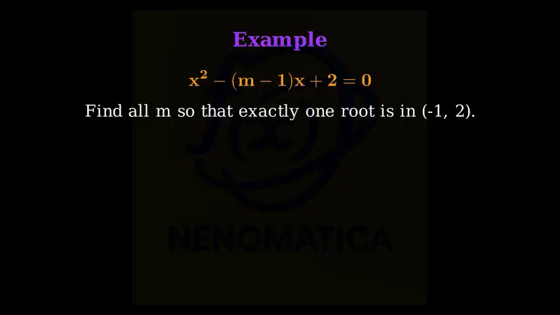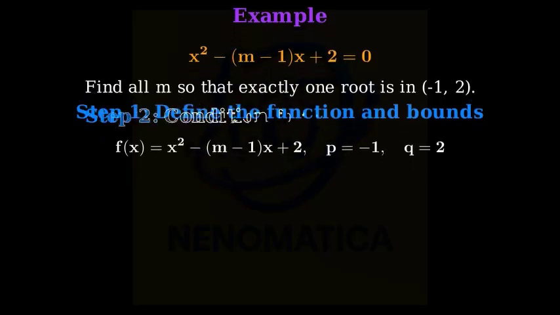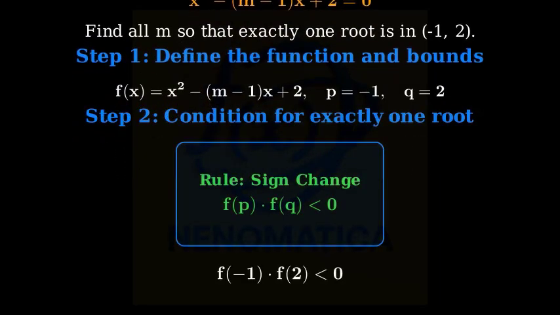Step 1. Define the function and the interval endpoints. Let f of x equal x squared minus, open parenthesis, m minus 1, close parenthesis, x plus 2. The interval endpoints are p equals -1 and q equals 2. Step 2. Use the sign change rule for exactly one real root in an open interval. Because f is continuous on the real line, exactly one root lies between p and q if, and only if, f of p times f of q is less than 0. For this quadratic, a equals 1, so we simply require f of -1 times f of 2 less than 0.